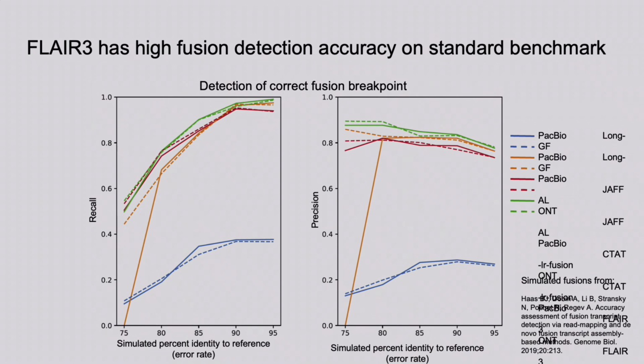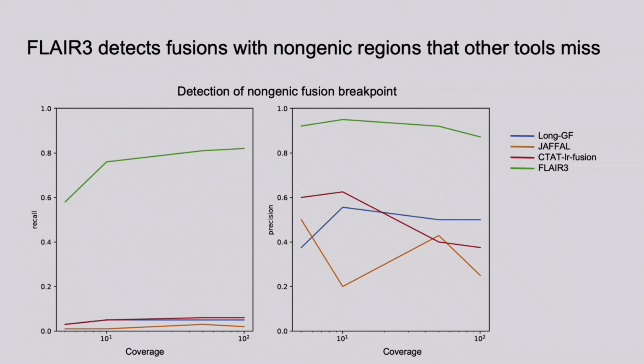On the fusion side, this is something new that I've developed. And you can see that on a standard benchmark developed by Haas et al. quite a few years ago, the new FLAIR 3 fusion detection performs comparably to other tools in the field. But if it performs comparably, why develop a new fusion caller? The reason that I wanted to develop this is because there are specific things that other RNA-based fusion callers struggle with. Specifically, fusions with non-genic regions.